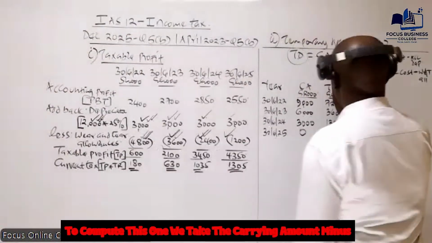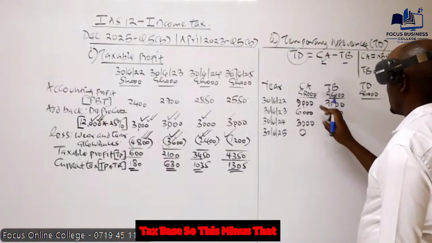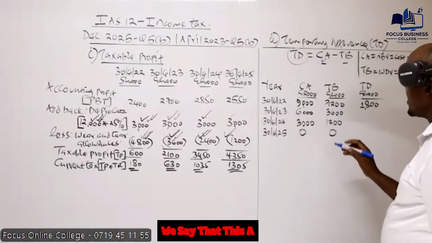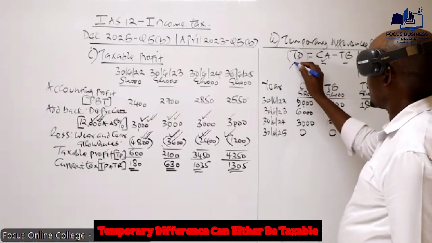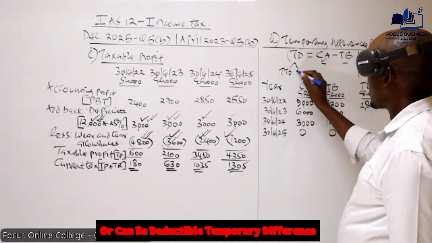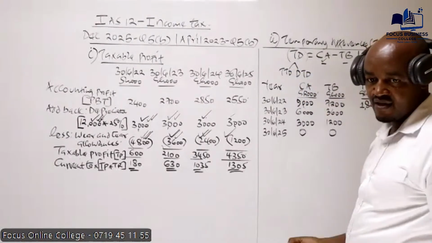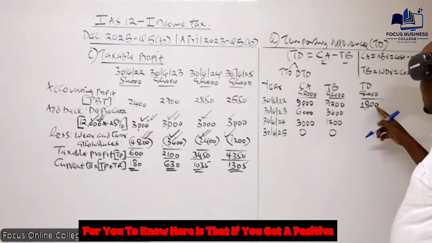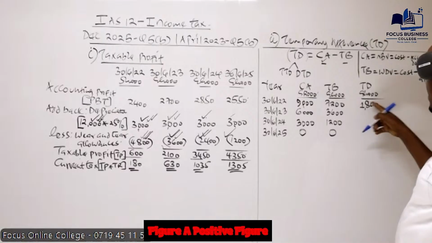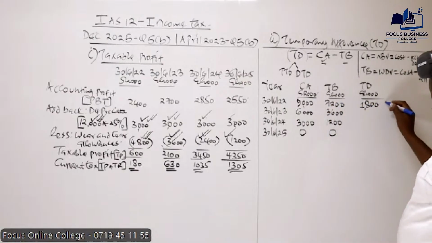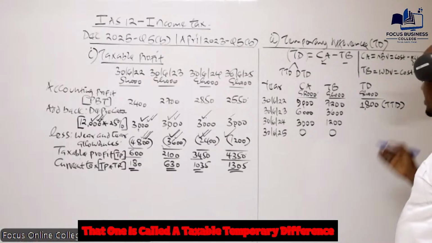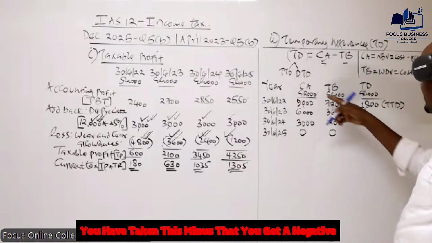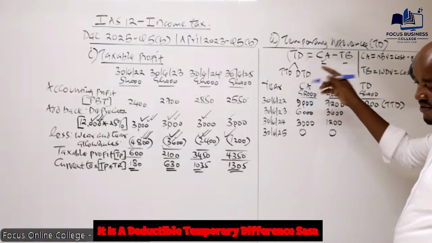To compute this one, we take the carrying amount minus tax base. So this minus that, and basically that one is 1,800. Remember, we say that this temporary difference can either be a taxable or a deductible temporary difference. We said we have two types of temporary difference. So what is important for you to know here is that if you get a positive figure, because this minus that is a positive figure, that one is called a taxable temporary difference. But if you get a negative figure, you have taken this minus that, you get a negative, it is a deductible temporary difference. Sasa? Yes.